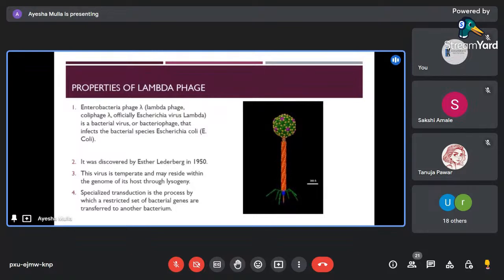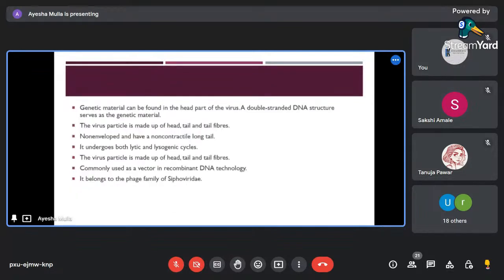The lambda phage infects other E. coli bacteria by the process of specialized transduction. It is a process by which only a restricted set of genes is transferred to the cell. And this phage was discovered by the scientist Esther Lederberg in 1950.